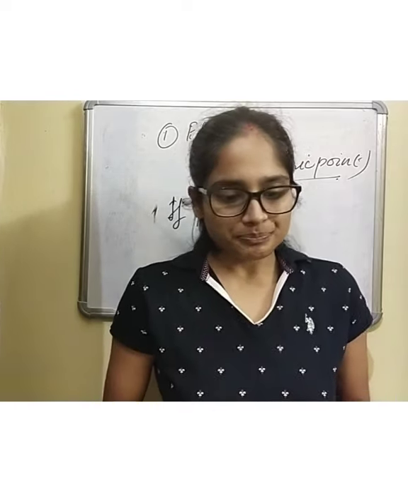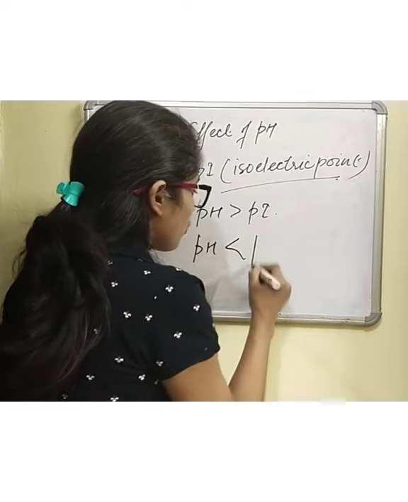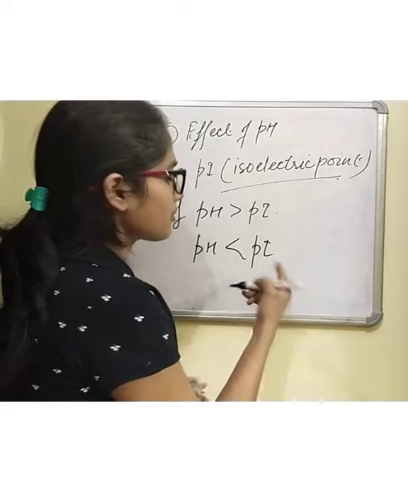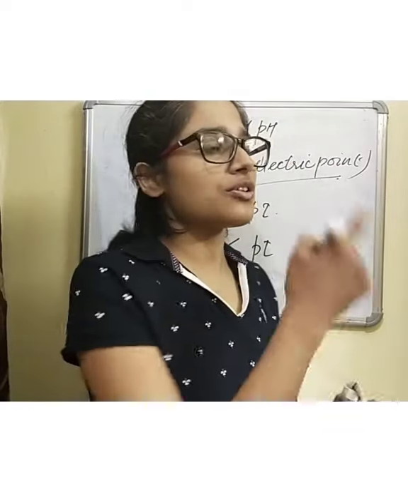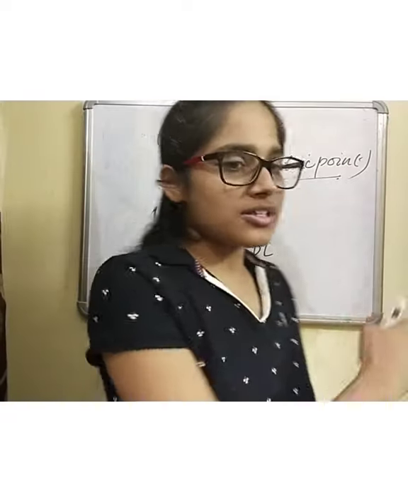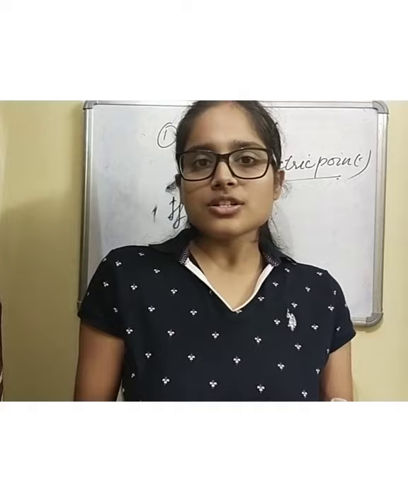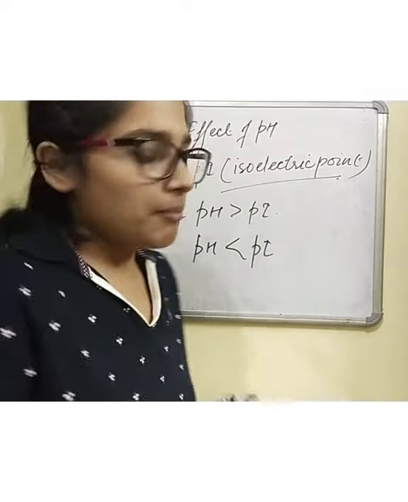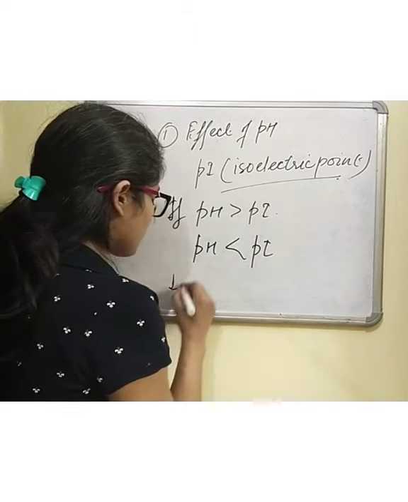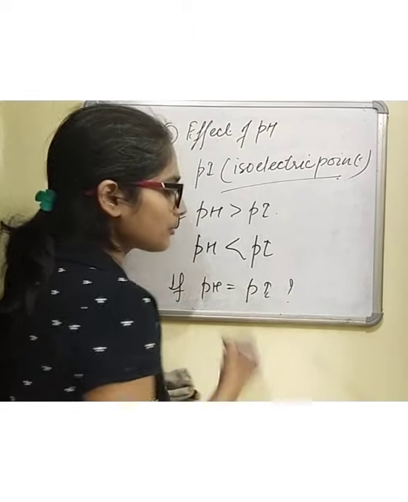repel each other. Similarly, when the pH is less than pI, then what happens? The surface, it is the opposite, it is the reverse. So the surface is predominantly positively charged, and again over here, like charges, positively charged molecules, will repel each other. But what happens if pH is equal to pI? What happens then?